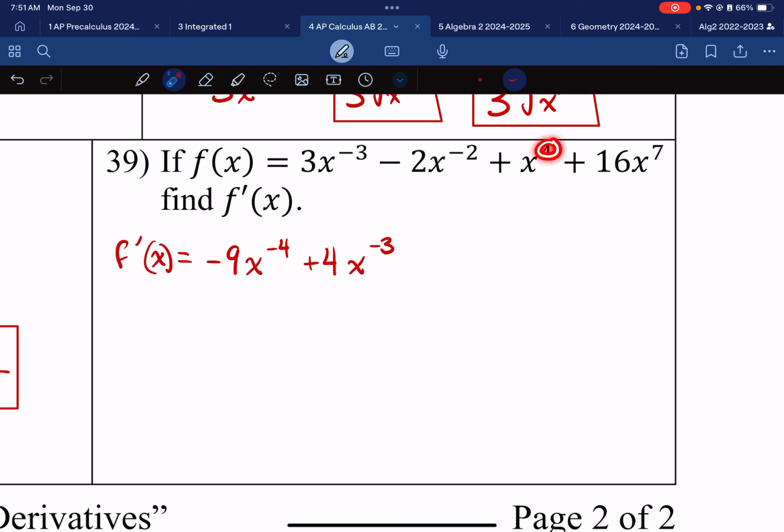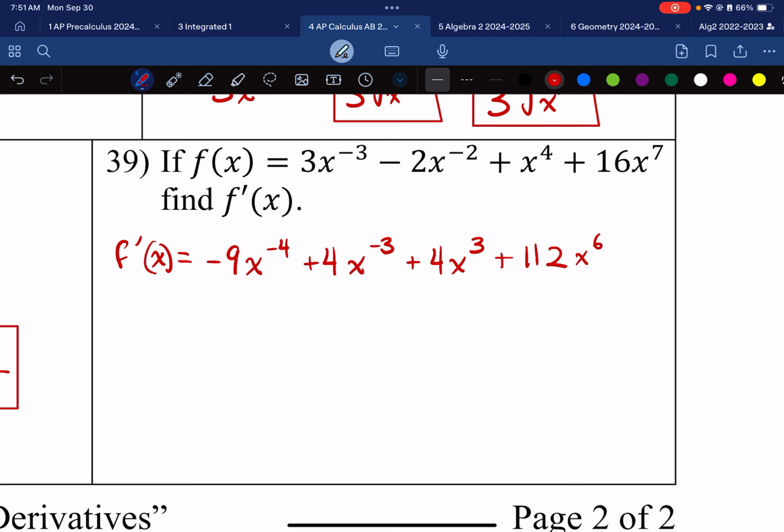Okay, next I have 4 being multiplied down in front. It's going to be a plus 4x to the power of, it goes down from 4 to 3. Plus, and then what do I have here? 7 multiplies down into 16, which is going to be 112. And I'm going to get 112x to the power of, it goes down from 7 to 6.